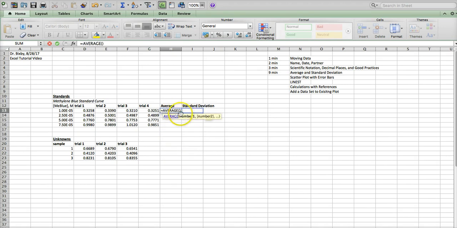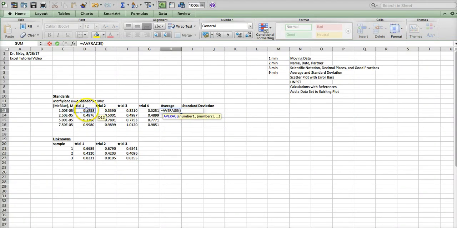Now it gives you parentheses, and you've got number 1, number 2, number 3, and you can type in specific numbers. Okay, so I can type in D13, comma, E13, right? You can type those all in if you like.